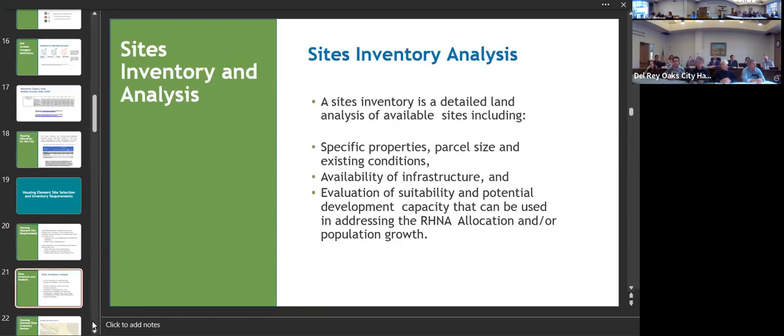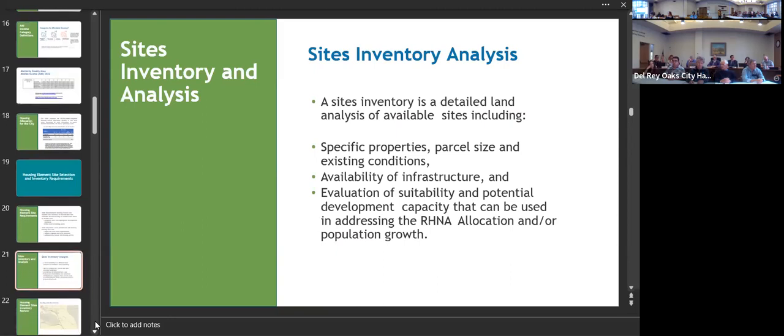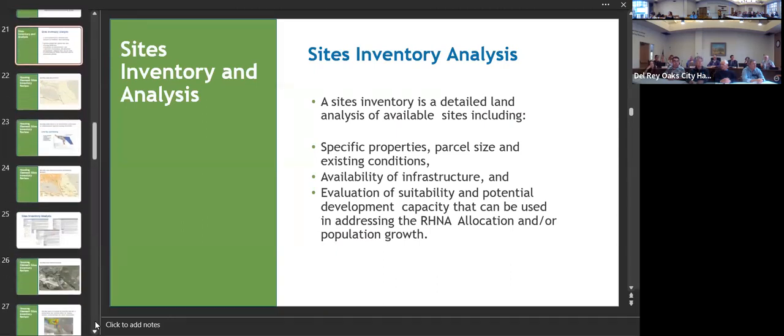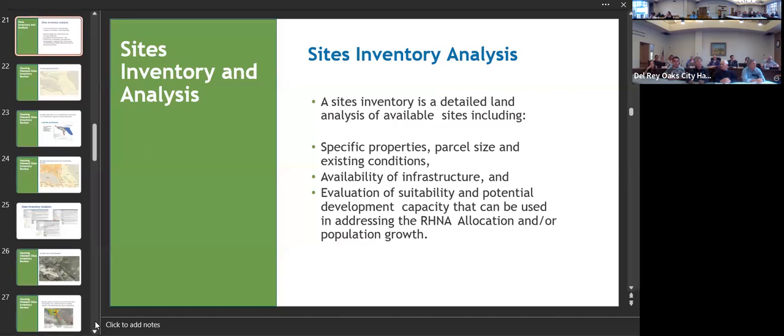So the sites inventory: as we look at where there is available land, we look at specific properties and do a parcel by parcel analysis. We're looking at whether there is available infrastructure, and whether there is any land zoned residential within the city that isn't already built. We look at suitability and potential development capacity, because we have to prove to HCD that there's a realistic capacity to be able to use this site for the future.